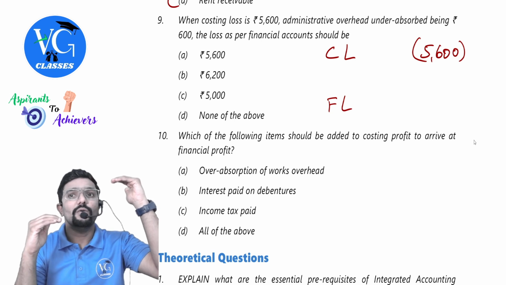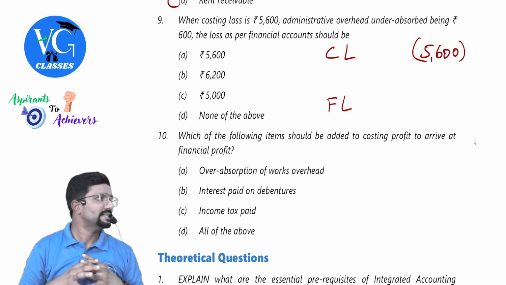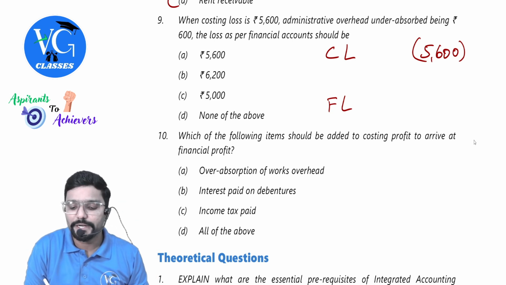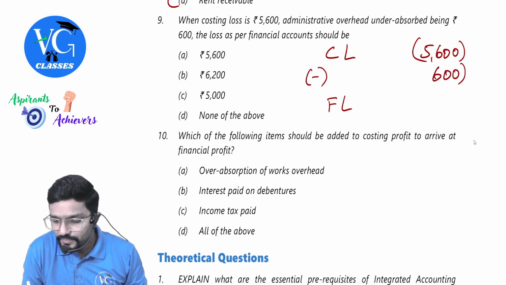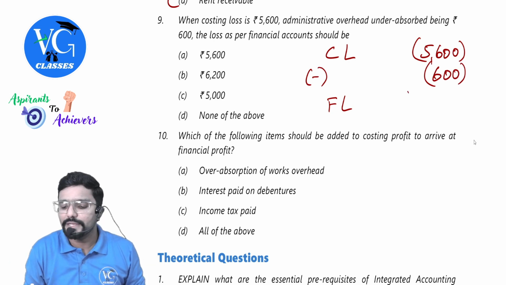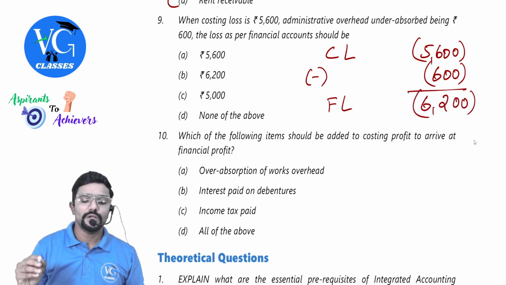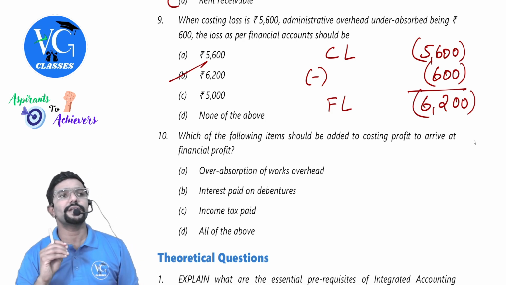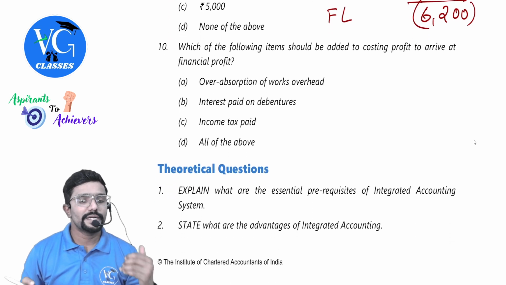Okay, sir. Now, in order to match it with financial profit, what should I do? Deduct it. Okay, sir, let me deduct. How much is that? 600. So minus minus, now it should be plus. So 6,200. It is a financial loss. So 6,200 financial loss.